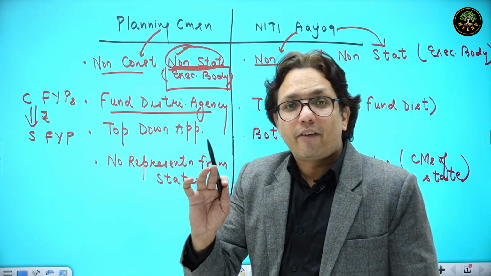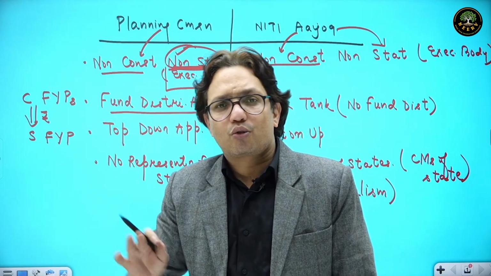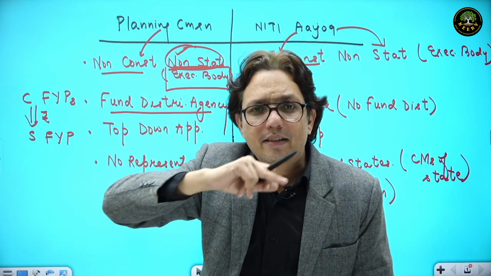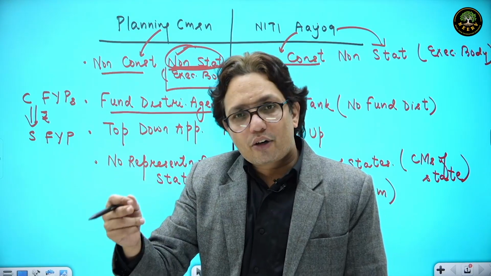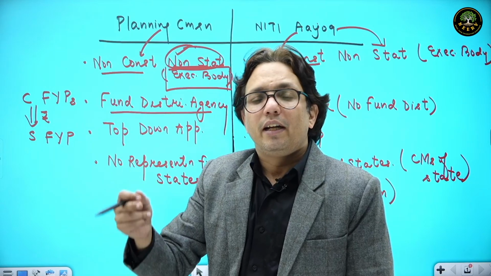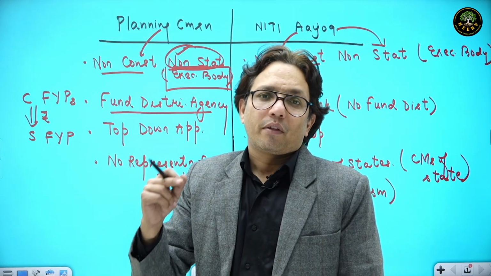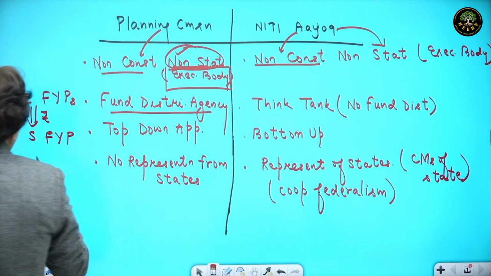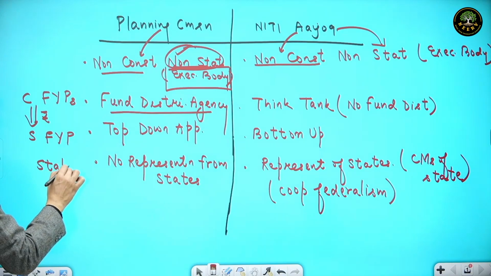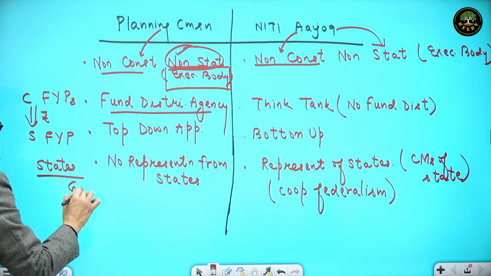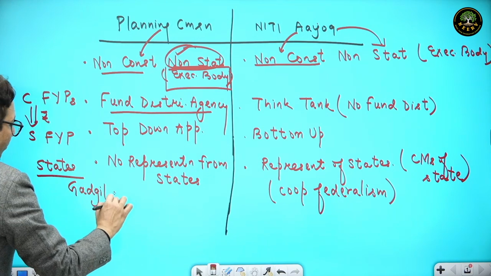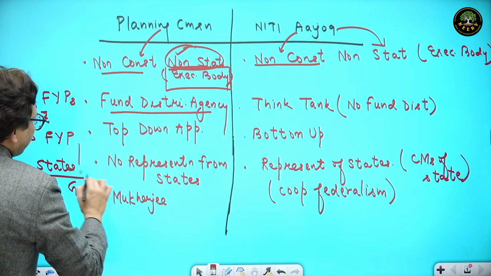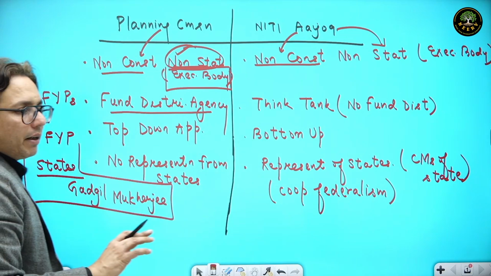So the way we had Finance Commission earlier also, Finance Commission would decide the distribution of funds between center and the states and multiple states. We would have vertical devolution of funds and horizontal devolution of funds in case of Finance Commission. In case of Planning Commission also, the funds would be given from center to the states, and the funds would be divided among the states based on the Gadgil-Mukherjee formula. It would decide how the funds would be divided among the states.